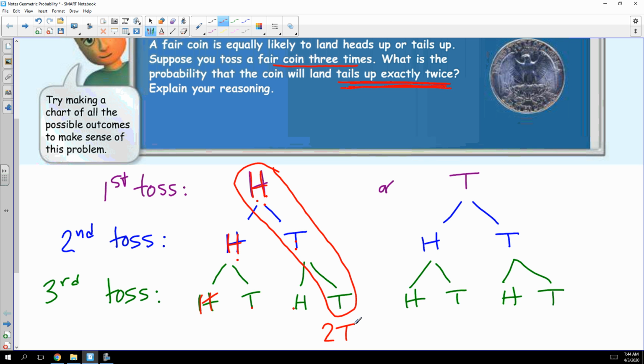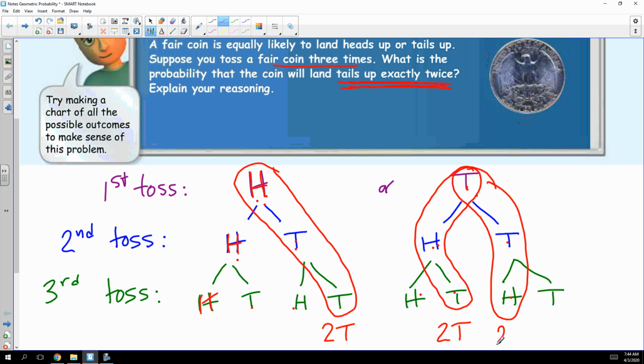And then we're going to take a look at the other possibilities. If we got tails first and then heads, heads, that's not what we're looking for. And then we got tails, heads, tails. That's tails exactly twice right there. So that's, again, 2 tails. And then we get tails, tails, heads. Again, that's exactly twice. And then in the last situation, we got tails, tails, tails, which is not what we're looking for, because remember, we wanted it to be exactly twice, not at least.